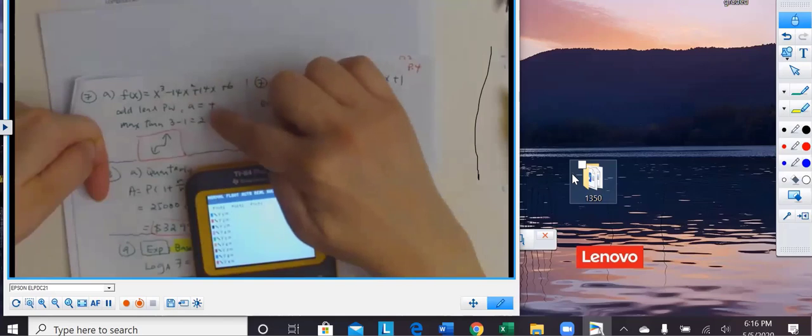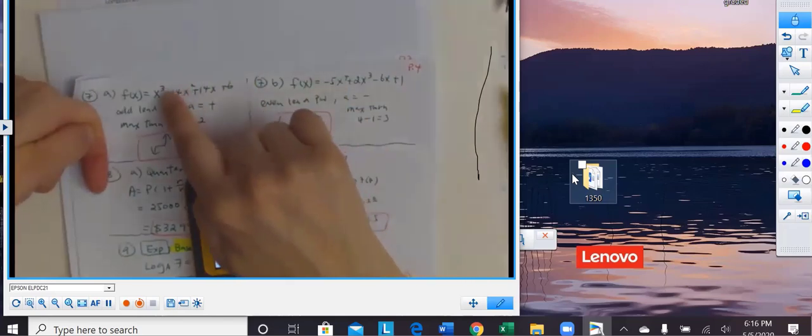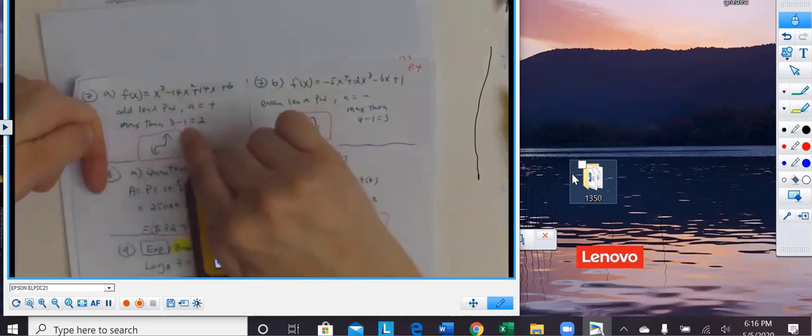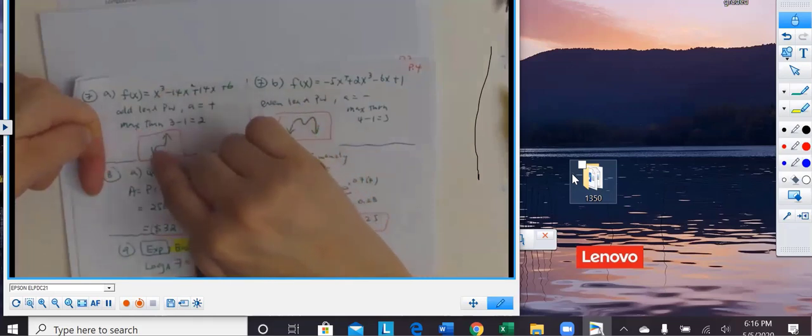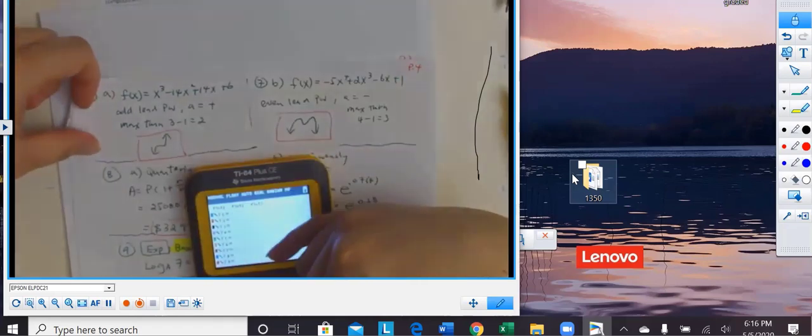And then a is positive, so it means this side up, this side down. And because it's a cubic, it's the highest power, so the maximum turn is 1 less than that, so it's 2. That's why it looks like an S-curve like this. So if I know all that, I don't need the graphing calculator.